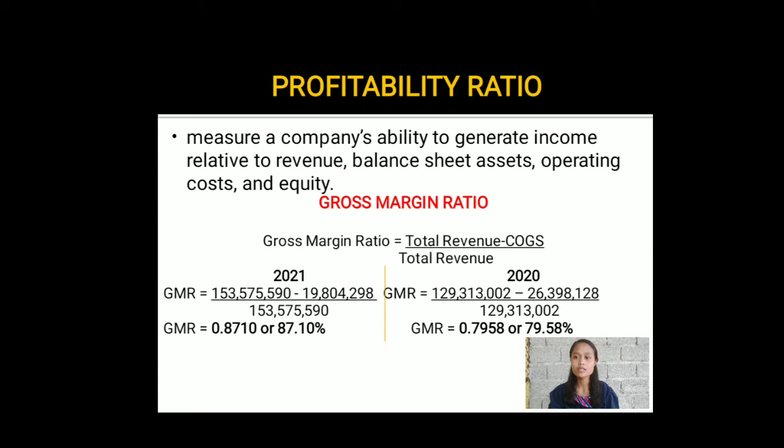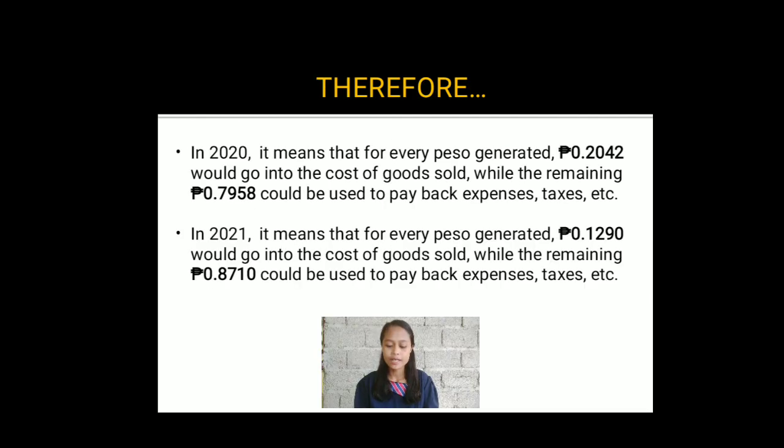For the year 2021, the total revenue is 153,575,590 minus the cost of goods sold of 19,804,298 divided by the total revenue of 153,575,590, which is equal to 0.8710 or 87.10%. Therefore, in 2020, it means that for every peso generated, 0.2042 pesos would go into the cost of goods sold, while the remaining 0.7958 pesos could be used to pay back expenses, taxes, and so on.